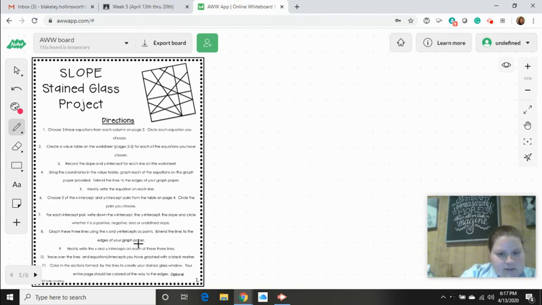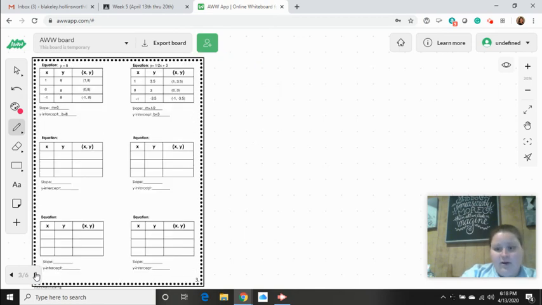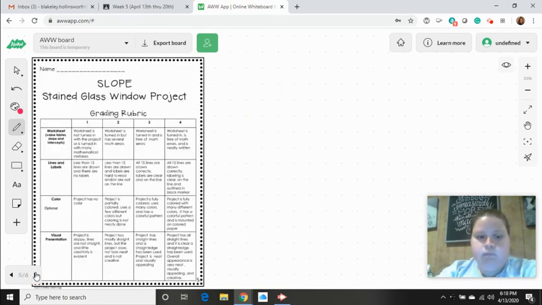Neatly write the x-intercept and y-intercept of these lines. Trace over the lines and the equation intercept you graphed with a black marker. That's just to make it darker. Okay, if you don't have a black marker, don't worry about it. Just try to make it as dark as you can. Color the sections you formed by the lines to create the stained glass window. Your entire page should be colored. Okay, that's optional. Again, if you don't have coloring crayons, you're not going to be able to do that. Okay, let's look at how it's graded though.